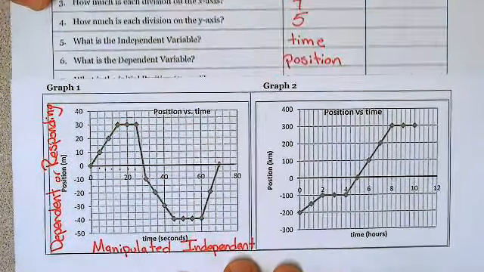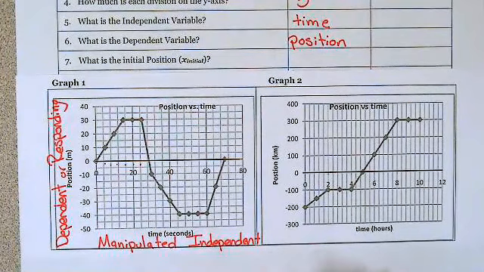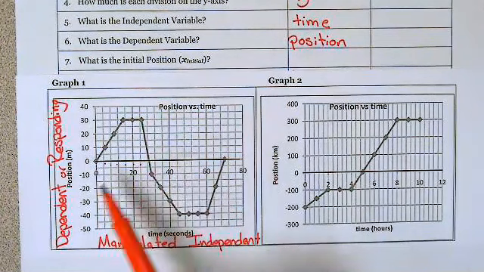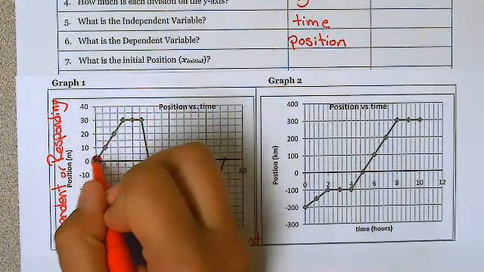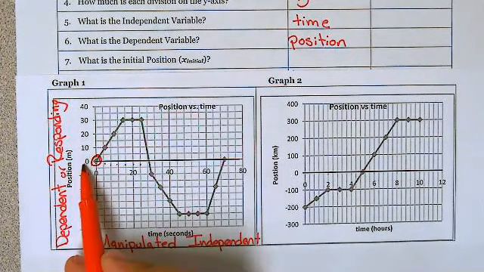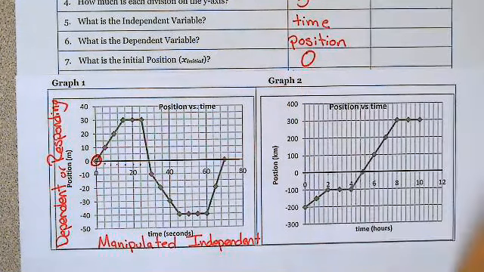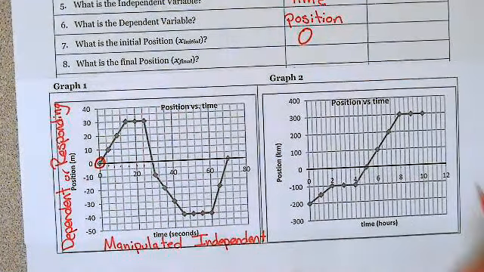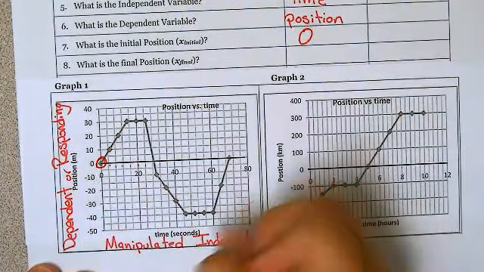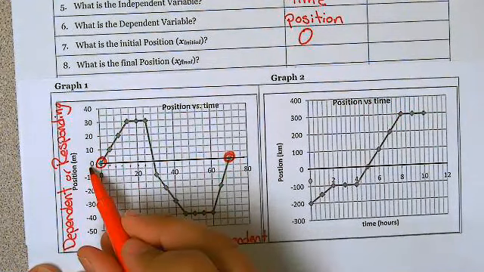All right, the next question, what is the initial position for x? So on the x-axis, where are we starting at? So our graph starts right here, which is the 0 on the x-axis. What is the final position on the x-axis? So we're ending right here, and that is also on the 0.